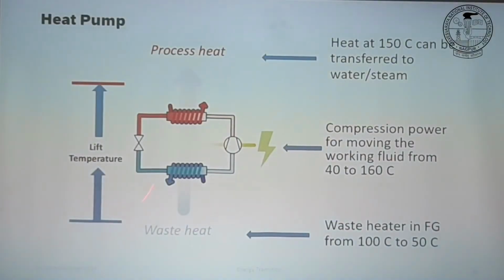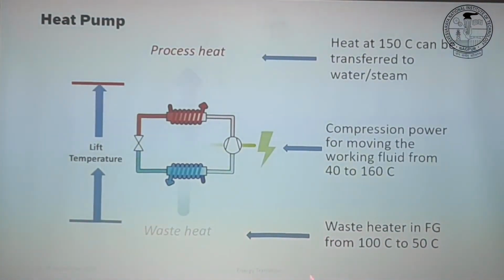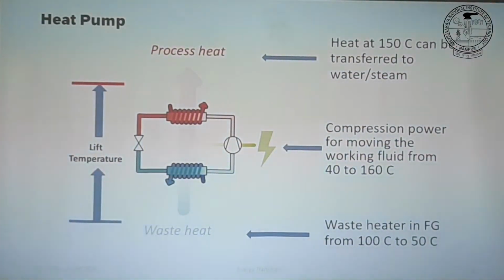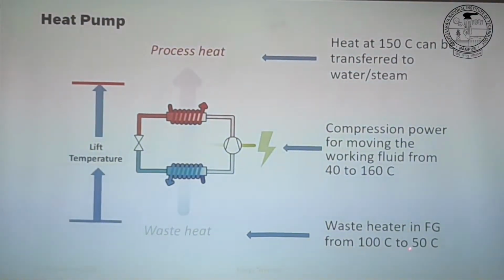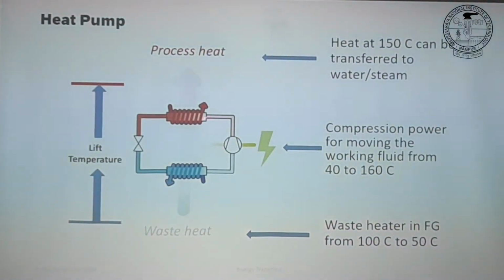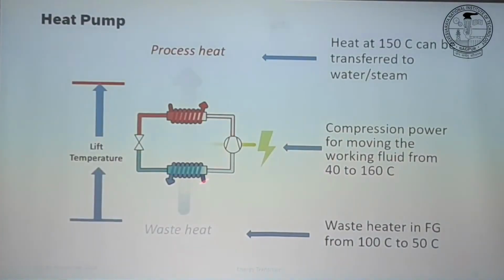So the first one is the heat pump. Let's say I have waste heat in flue gas from 100 to 50 degrees, because we already said our optimum temperature is 100. We'll stop there with the exchanger. But we know there's still some energy left between 100 and 50 degrees. Can we do something? But we do not have any user. So what can we do? We can have an organic fluid. It's in a closed cycle here.